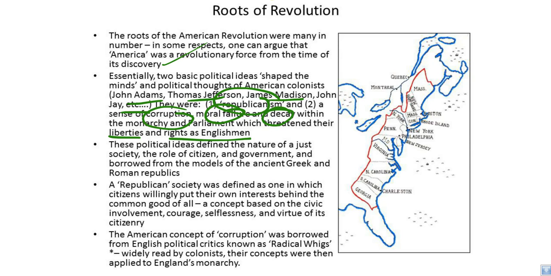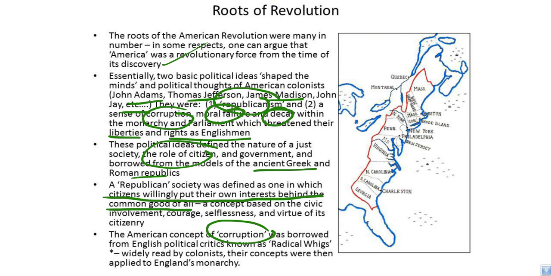These political ideas defined the nature of a just society, the role of the citizen, and government, and borrowed from models of the ancient Greek and Roman republics. A republican society was defined as one in which citizens willingly put their own interests behind the common good of all, a concept based on the civic involvement, courage, selflessness, and virtue of the citizenry.